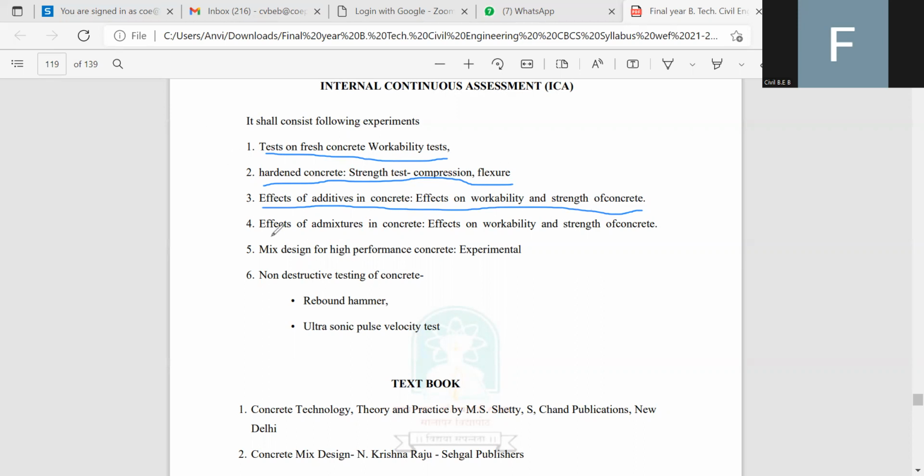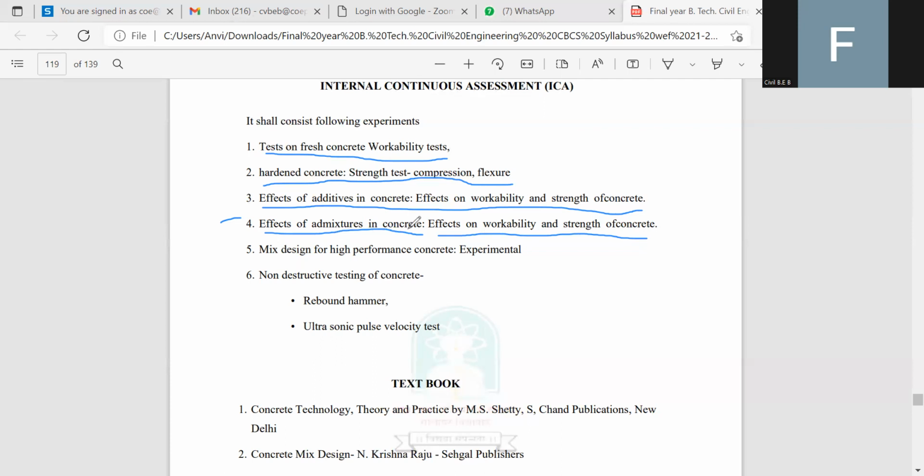The next experiment is the effect of admixture in concrete, the effect on workability and strength of concrete. Sorry, the third number is the effect of additives. It means we can add the fly ash, the rice husk, the silica fume for replacement of the cement. So that is the third number. And the fourth number is the effect of admixtures.